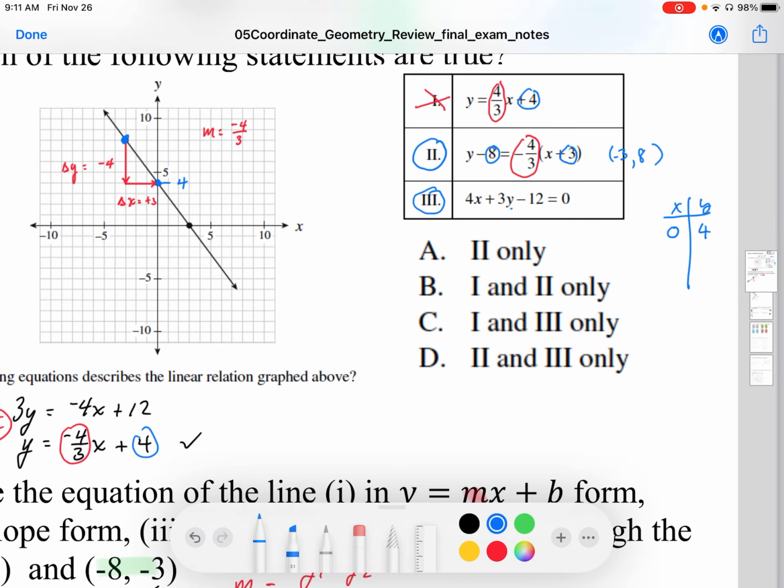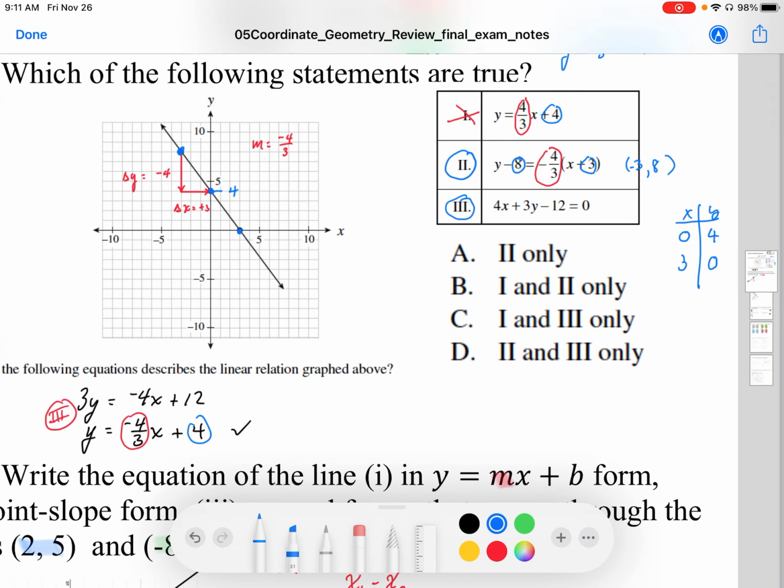When I plug in y equals 0, I get this term canceling out, and I'm going to solve for x. So I'm going to add 12 to both sides, divide by 4. I get x equals 3 when I solve for that, and it looks like that point matches as well. So if the intercepts match, then the only line that can pass through those two intercept points is going to be the line that was drawn. So again, that confirms that equation 3 is the correct equation for that line. So we can say that 2 and 3 are the ones that describe that line.